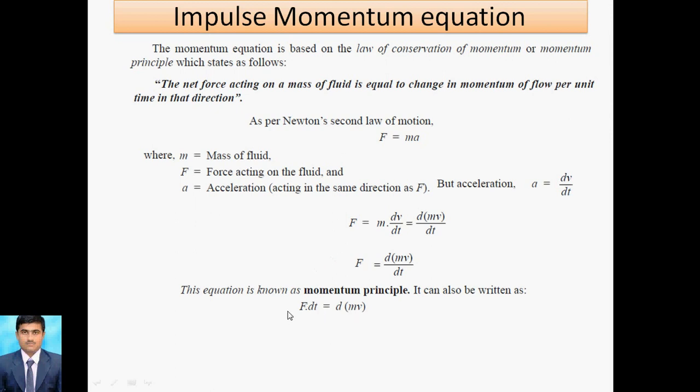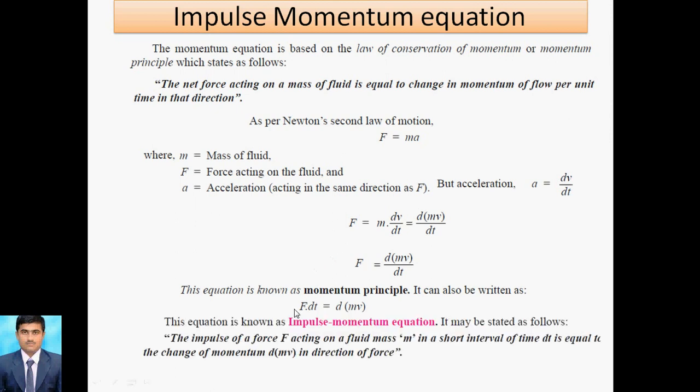That means the impulse of force F acting in a short interval of time. So this relation is nothing but your statement of the momentum equation. F dt means the net force acting on a fluid mass in a short interval of time, which is equal to the change of momentum in the direction of force. So that is called the impulse momentum equation.